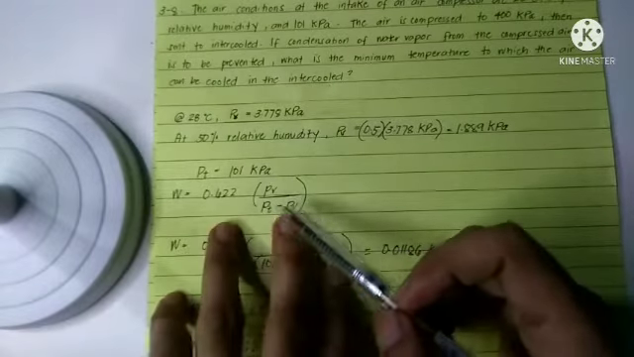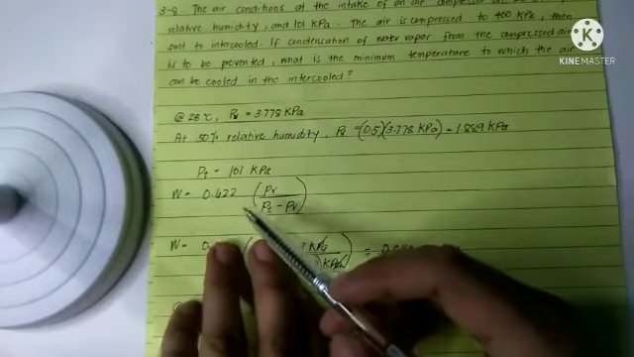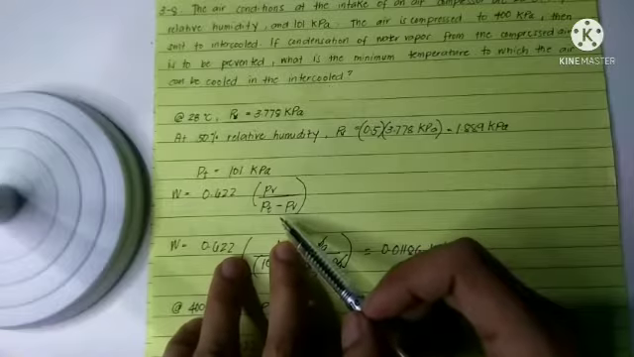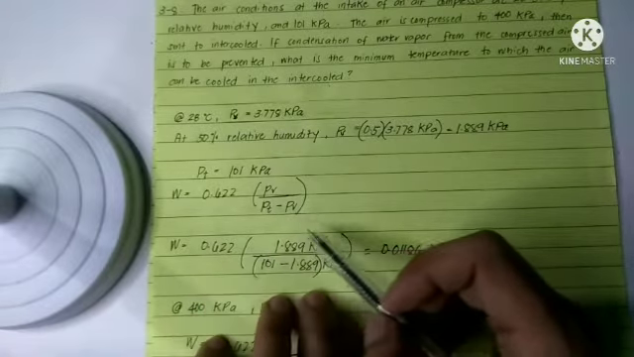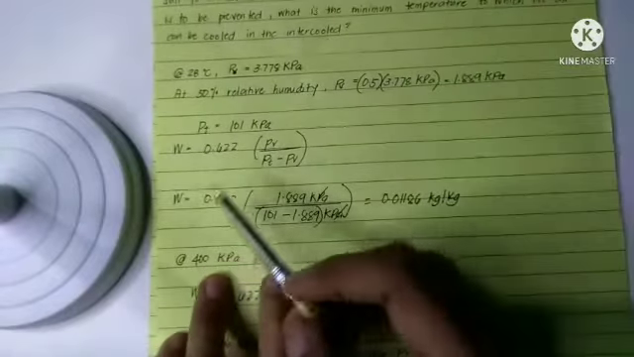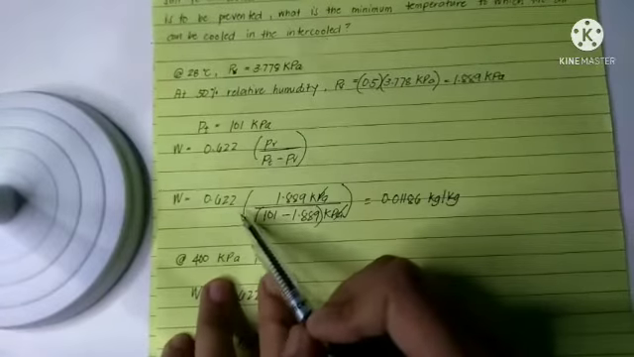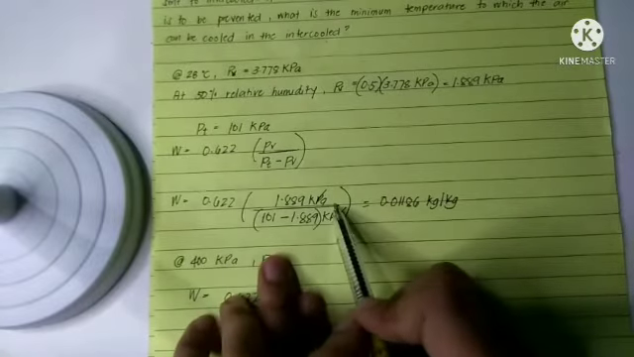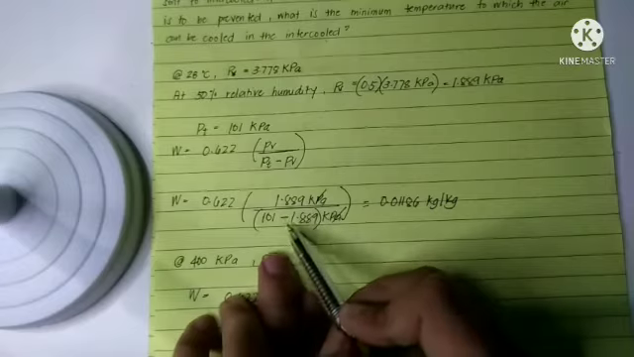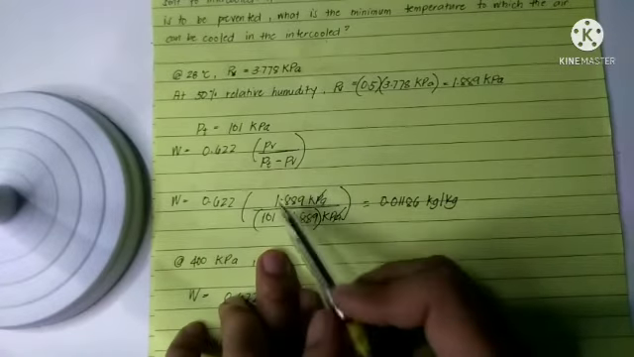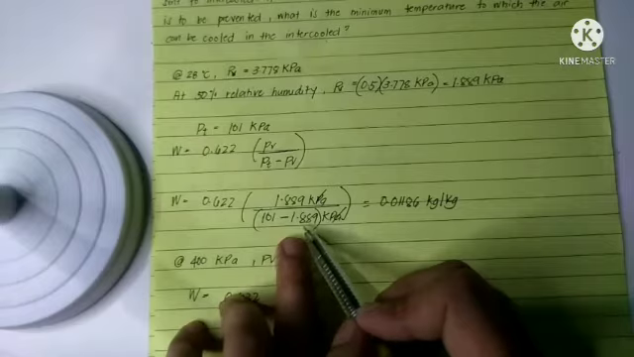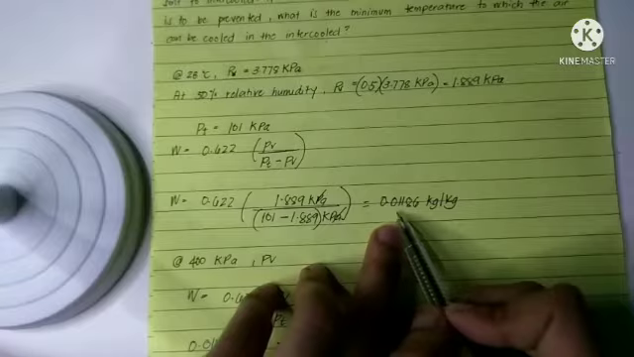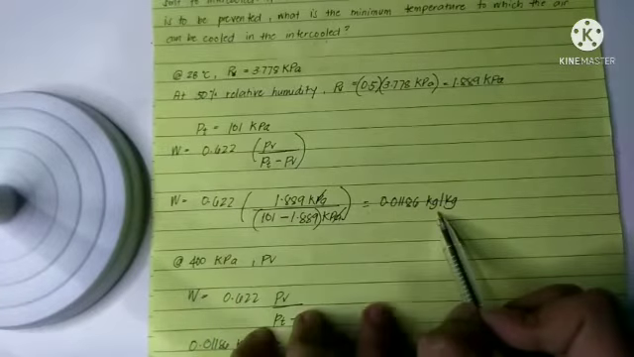From the formula, your humidity ratio is equal to 0.622 times your saturation pressure divided by PT minus saturation pressure. So your humidity ratio is equal to 0.622 times 1.889 kPa divided by the difference of PT minus PB, which is 101 minus 1.889 kPa. So it gives us an answer of 0.01186 kilogram per kilogram.